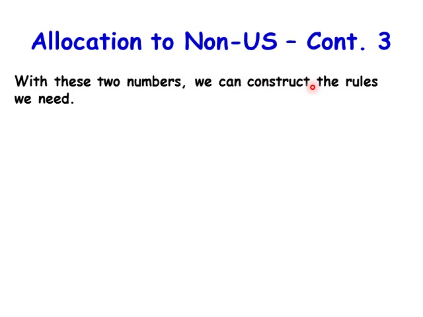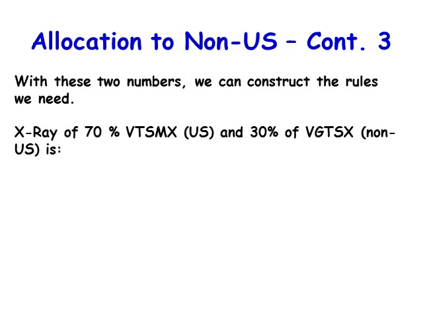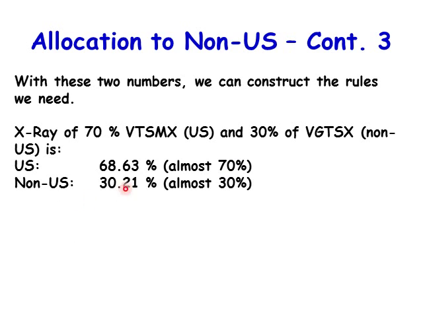With these two numbers, we can construct the rules we need. First we will figure out how much large cap, mid cap, and small cap are 70% US and 30% non-US. I used the Excel tool, the premium version at TD Ameritrade. This had 68.63%, almost 70% in US, and 30.21%, almost 30% in non-US.